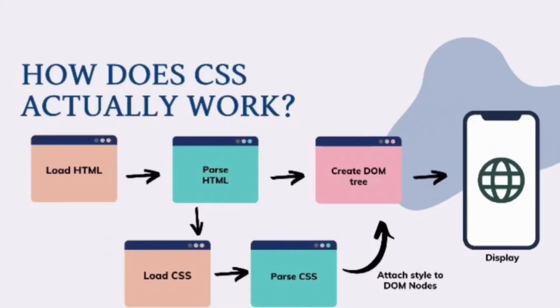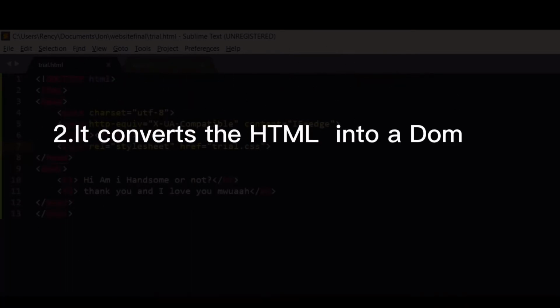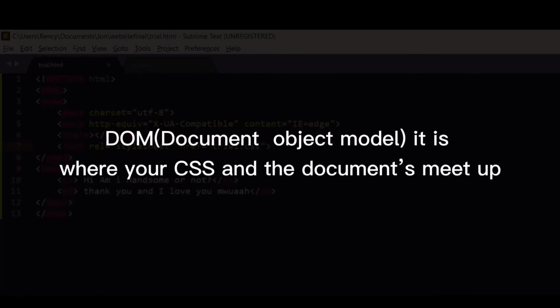Bear in mind, guys, that this is just a very simplified version of what happens when a browser loads a web page, and that different browsers will handle the process in different ways. But this is roughly what happens. First thing first is that the browser loads the HTML. Then it converts the HTML into a DOM. DOM stands for Document Object Model. It is where your CSS and the document's content meet up.